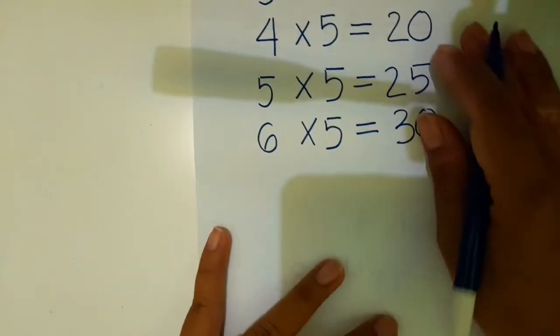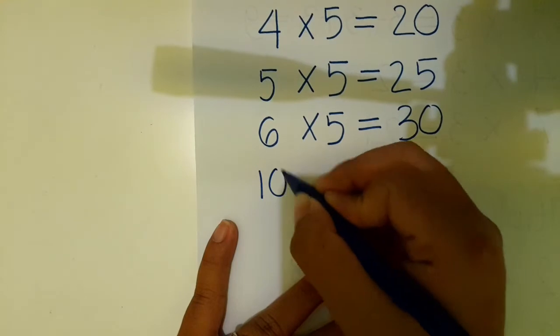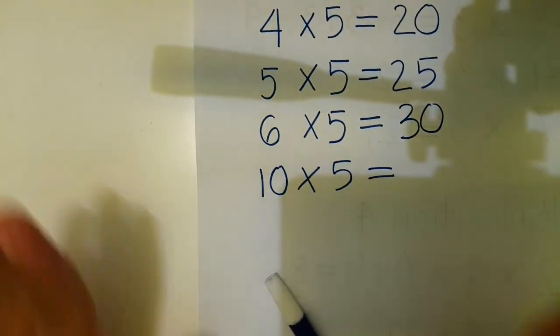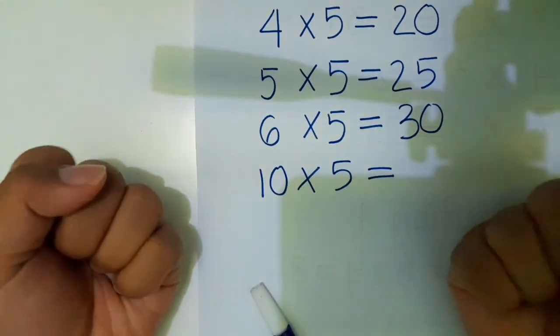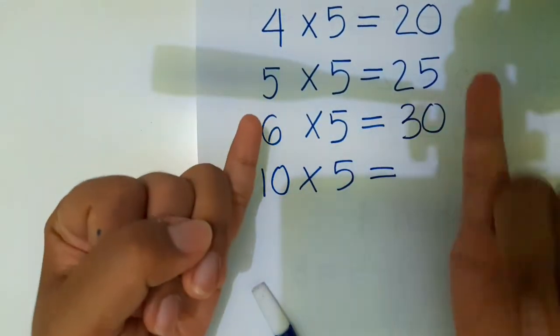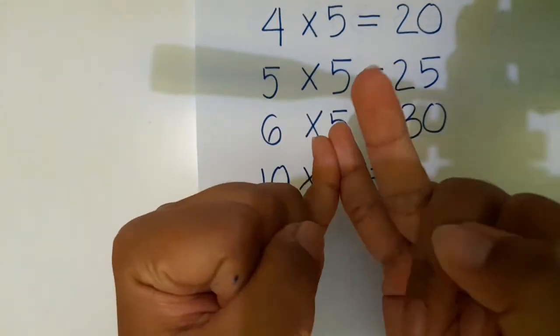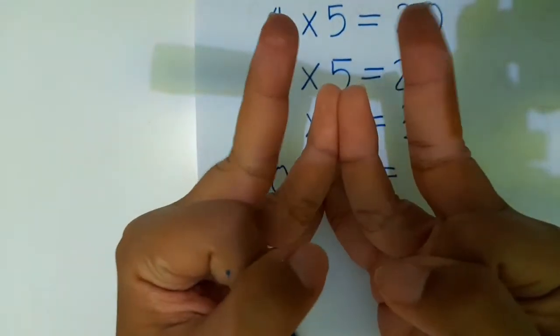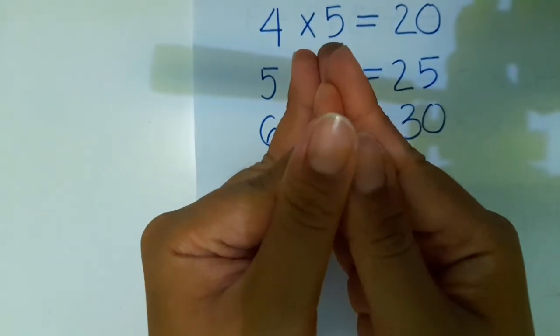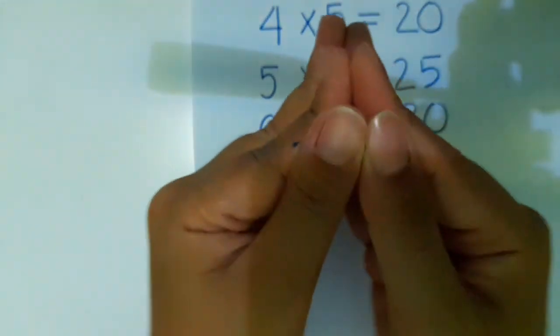So Miss, what if I have the question 10 times 5? So what is the answer? Okay, for the answer here, you can open your fingers and then you can combine them. 1, 2, 3, 4, 5, 6, 7, 8, 9, 10. So if I close and put it all together, it means 50.